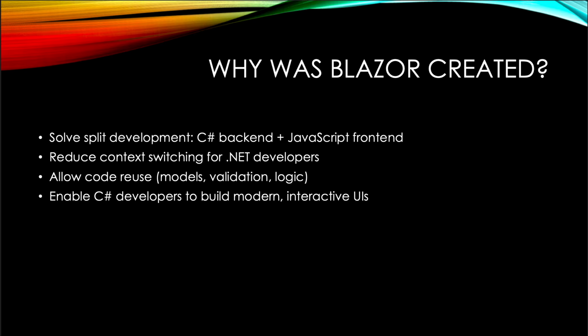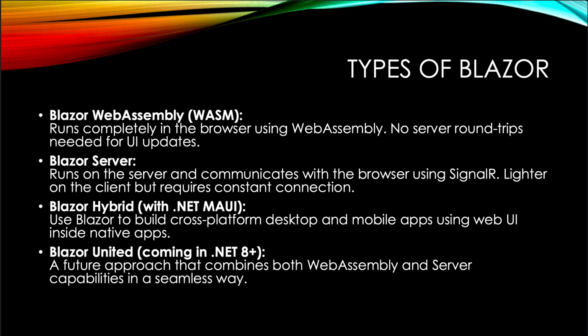Let's see what the different types of hosting models in Blazor are. Blazor comes in different hosting models to suit different needs. First one is Blazor WebAssembly, which runs entirely in the browser using WebAssembly. No server needed for your application. The entire application will get downloaded on the client side. Then there is Blazor Server, which runs on the server and updates the UI in the browser over a SignalR connection. It requires a constant connection but has a lighter client.